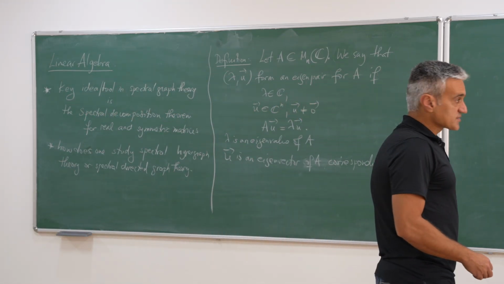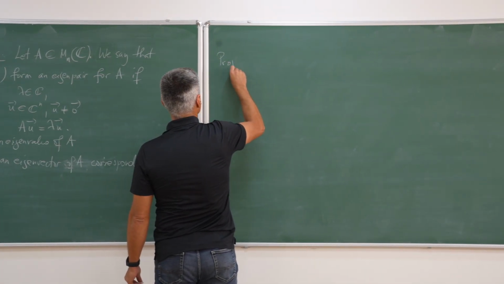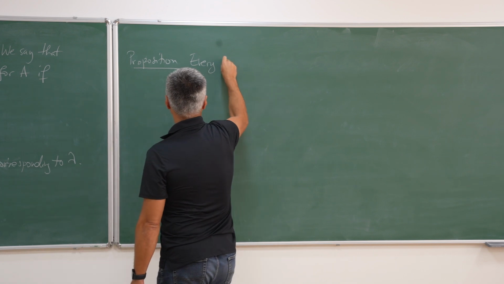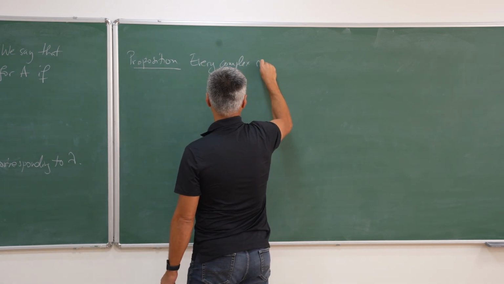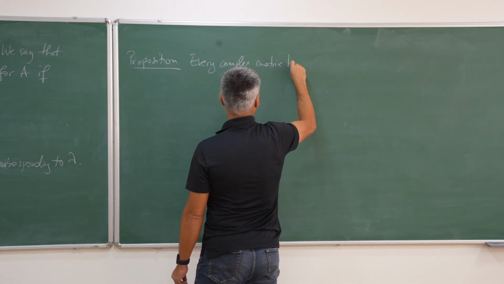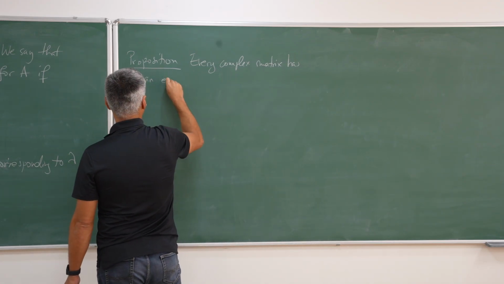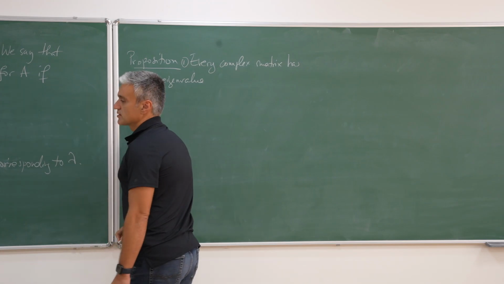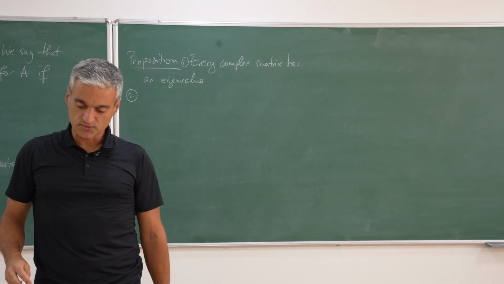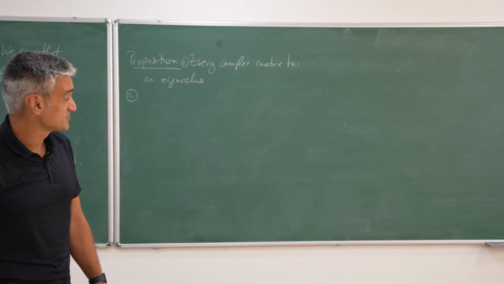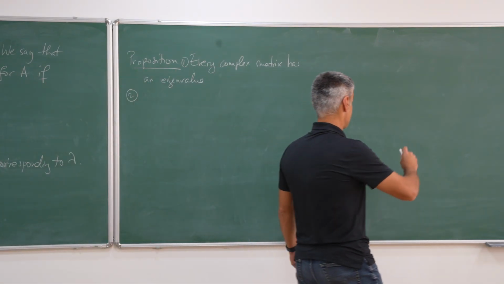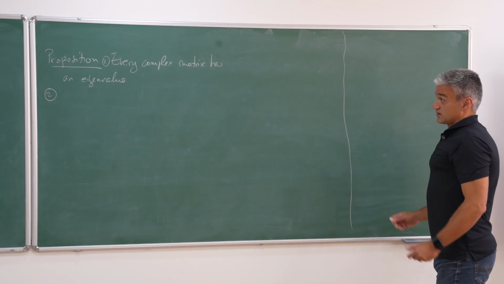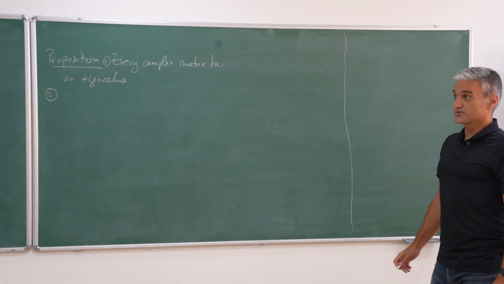Now, the first proposition is that every complex matrix has an eigenvalue. But let's do something else instead. I'll show you a proof, and I guess I forgot to give you the resources. So I'll put here some books for the things that I'll talk about today.